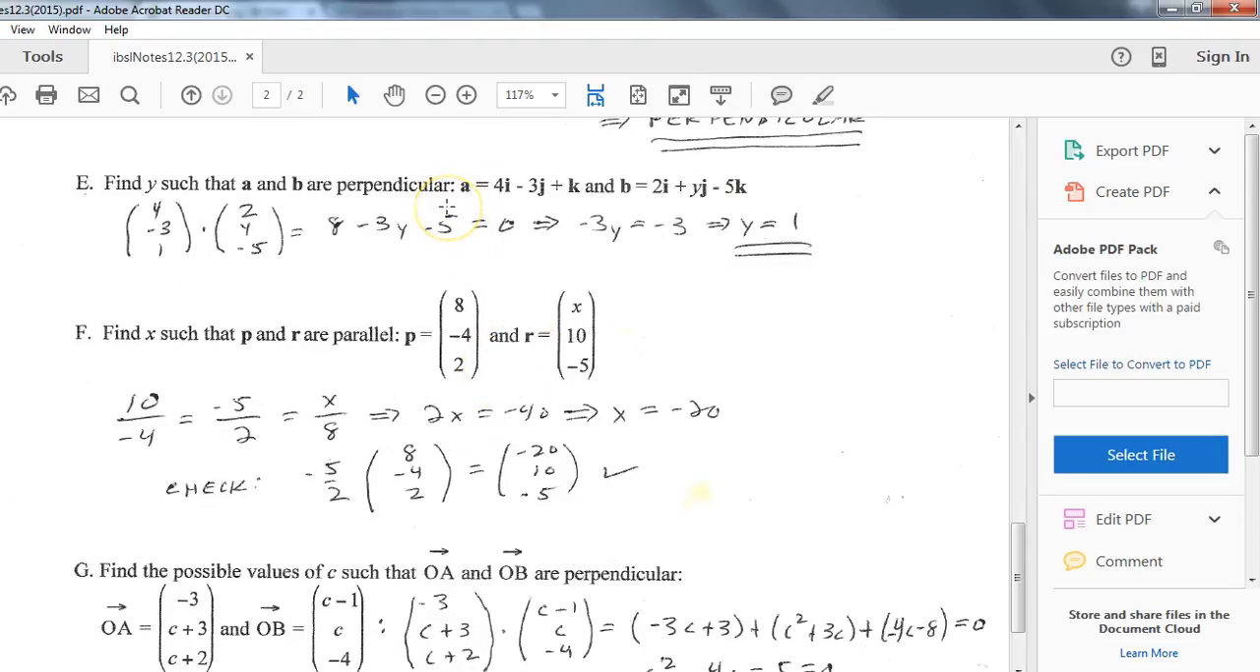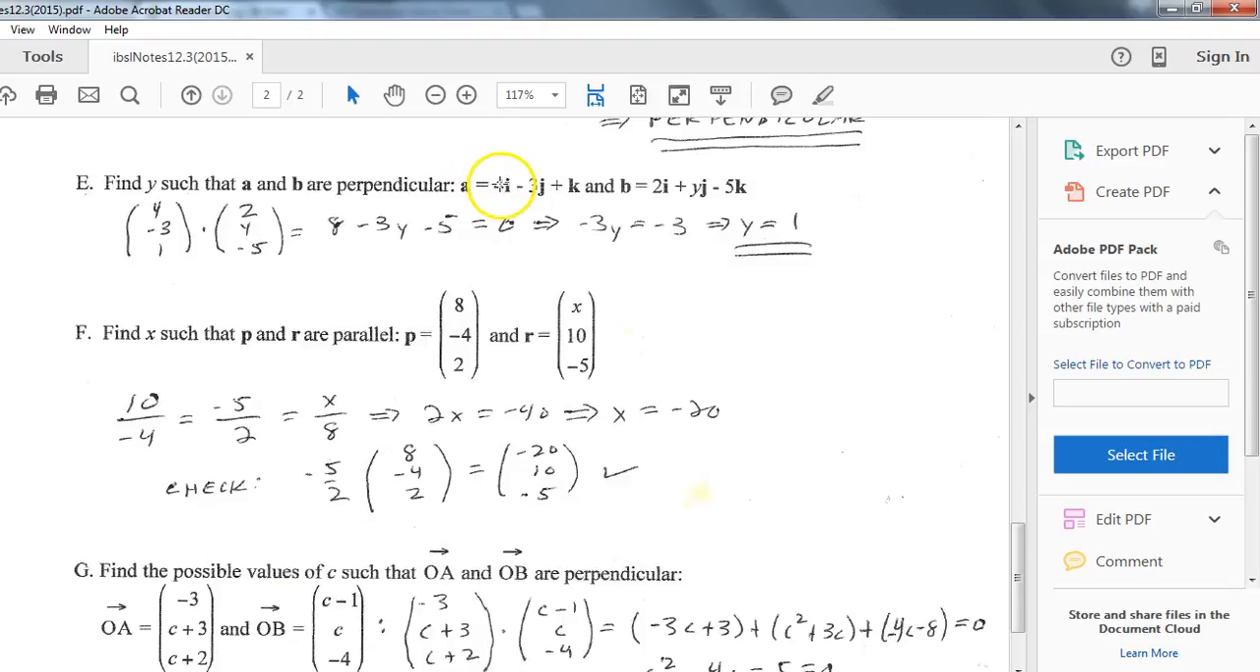But if you look at part E here where it says find y such that a and b are perpendicular, again, your keyword here is perpendicular. We know from the rules up above that if the vectors are perpendicular, then their dot product is 0. And I don't have to do the full cosine formula to figure this out. I'm simply checking the dot product for perpendiculars. So perpendicular dot product is 0.